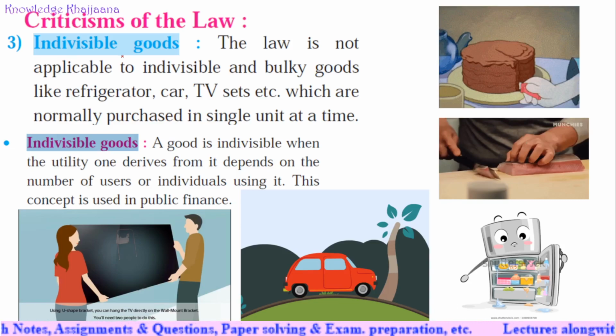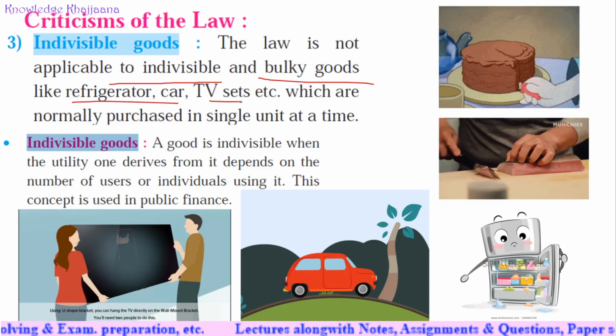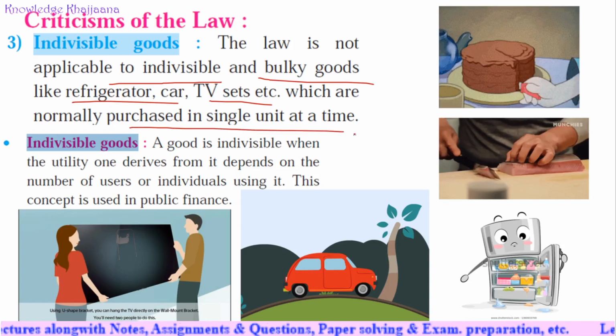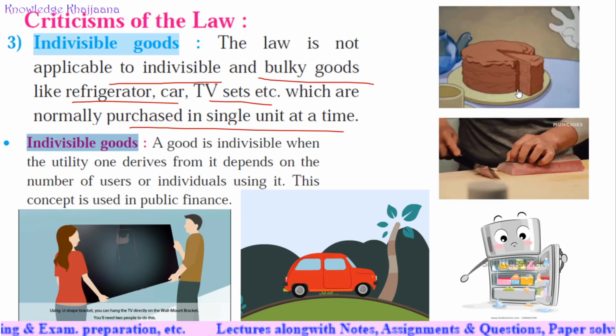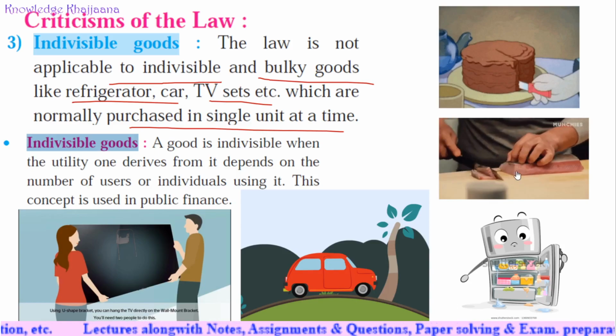Next is indivisible goods. What is meant by indivisible goods? The goods which cannot be divided into parts. As per the law of diminishing marginal utility, the law is not applicable to indivisible goods and bulky goods like refrigerator, car, TV sets, etc., which are normally purchased in a single unit at a time. While learning the law, we saw that the product should be divisible into parts.